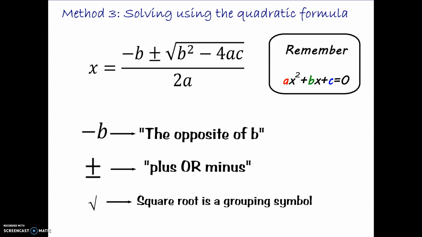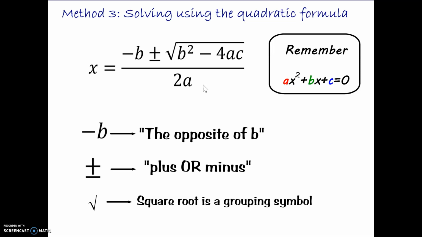Now we're going to start talking about what the quadratic formula actually is, and it is our third method for solving these functions. The quadratic formula is x equals -b plus or minus the square root of b squared minus 4ac, all over 2a. I'm sure that sounds scary, but remember, it's a formula. All we have to do is substitute in and use whatever the formula tells us as our answer.